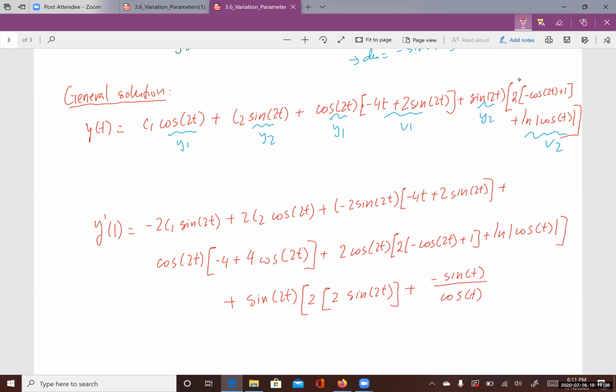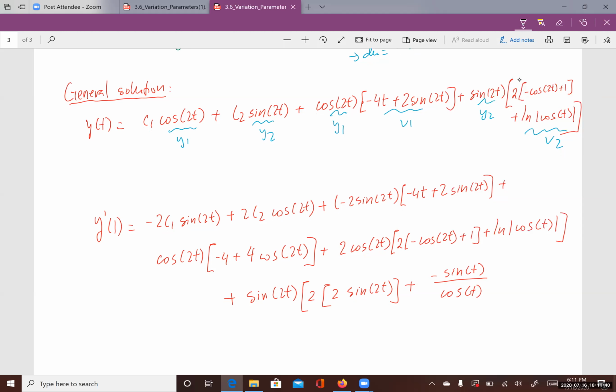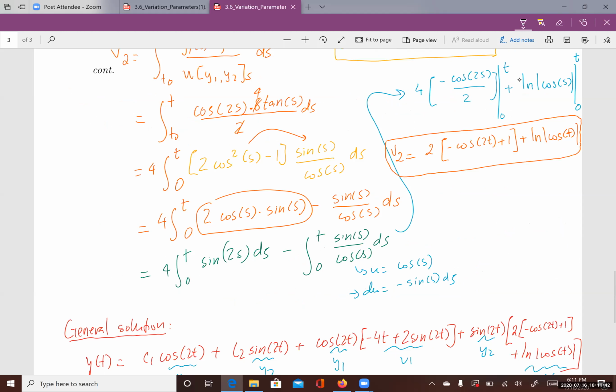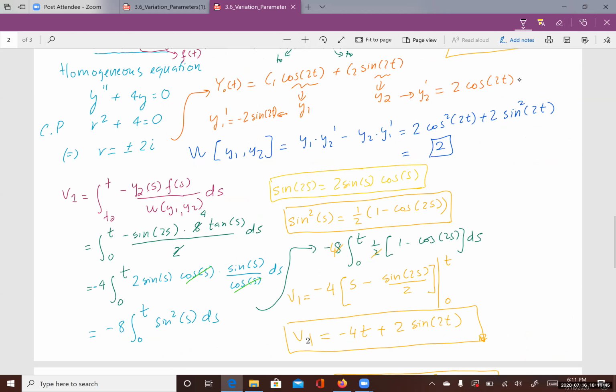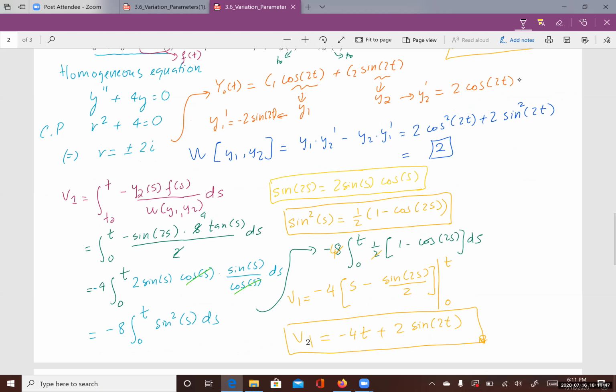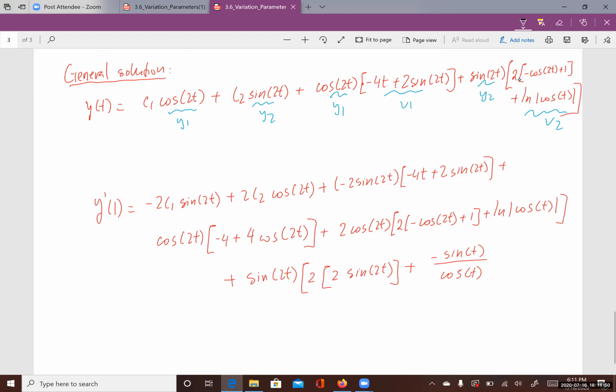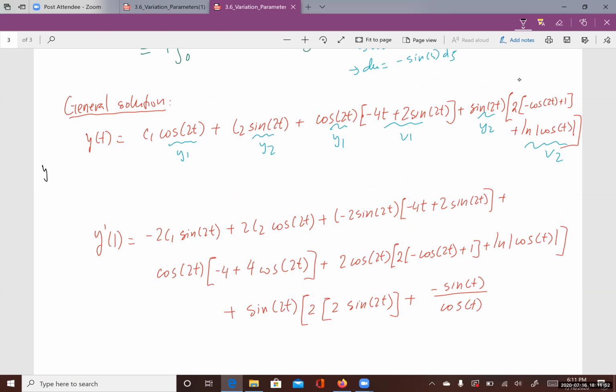So what are the initial values? The initial values are 0, 1, 0, negative 1. Okay, keep it in mind. So if you have y of 0 equals 1, and y prime of 0 equals negative 1, what does it mean? That means you plug 1 in here, and you plug 0 in here. And here, 0, so this is going to be 0. This is going to be 0. If this is 0, the whole thing is 0.